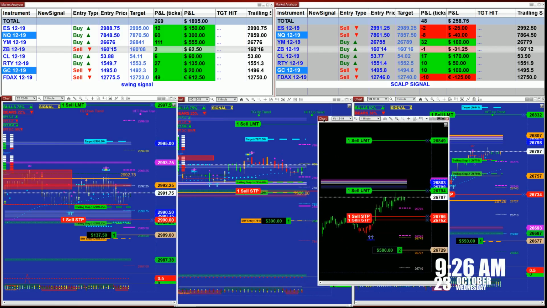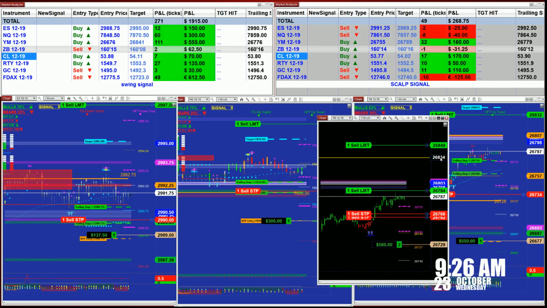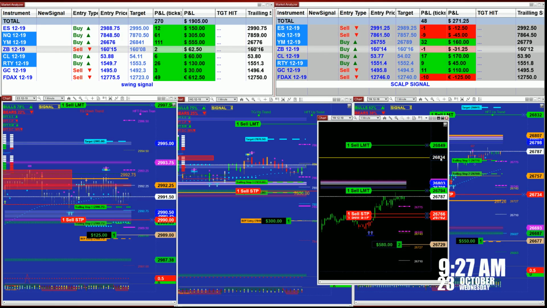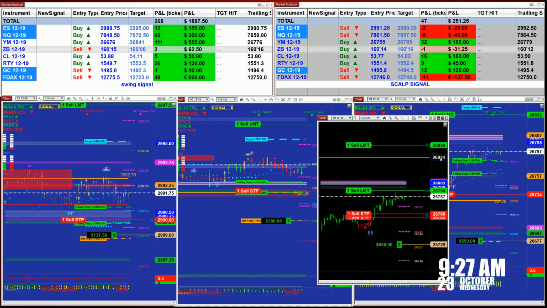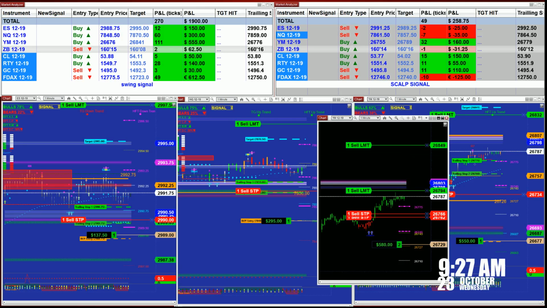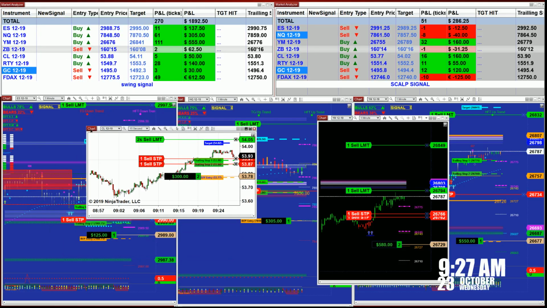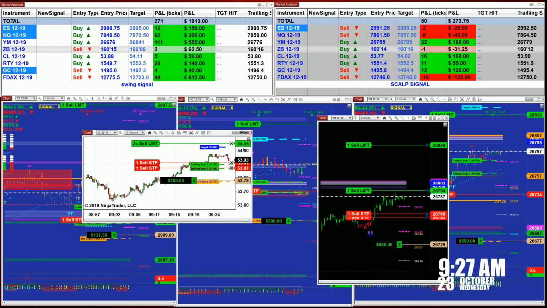I think we are about to close one of the trades on the zone automated trade. We are at 87 and we will be closing at 94. And on the scalper, we are about to close on $300 on the scalper CL.